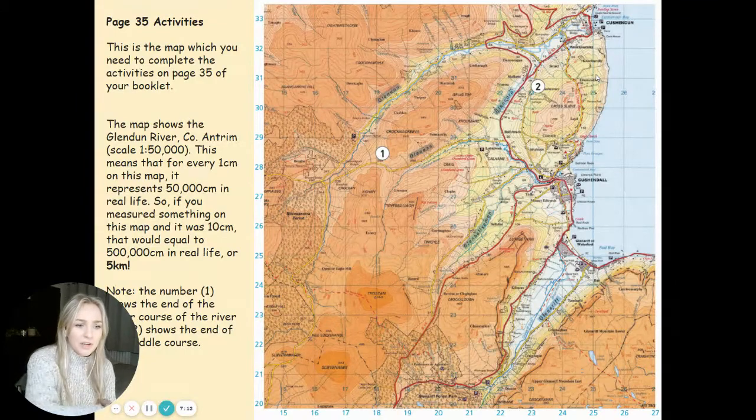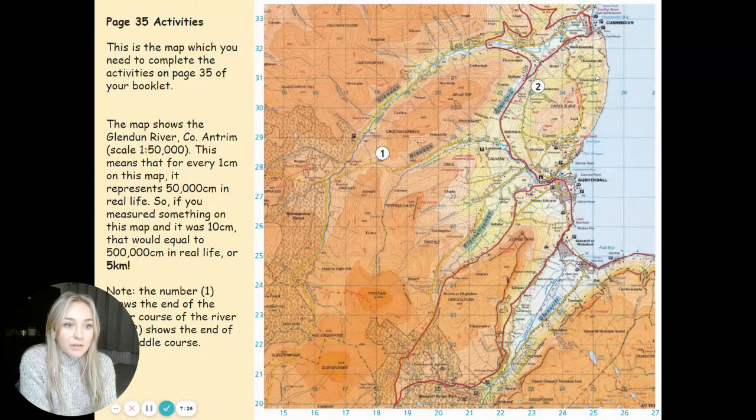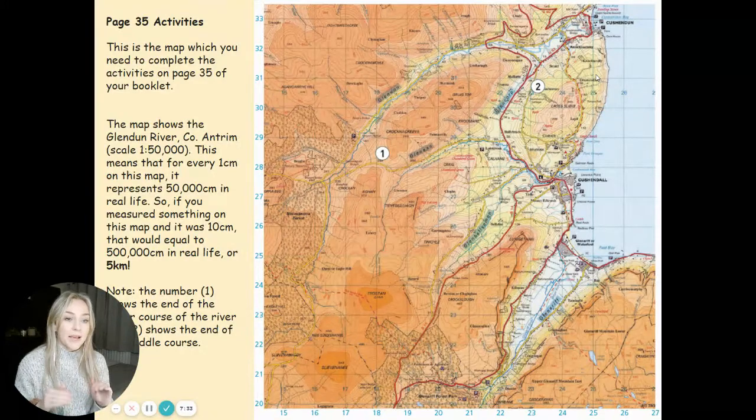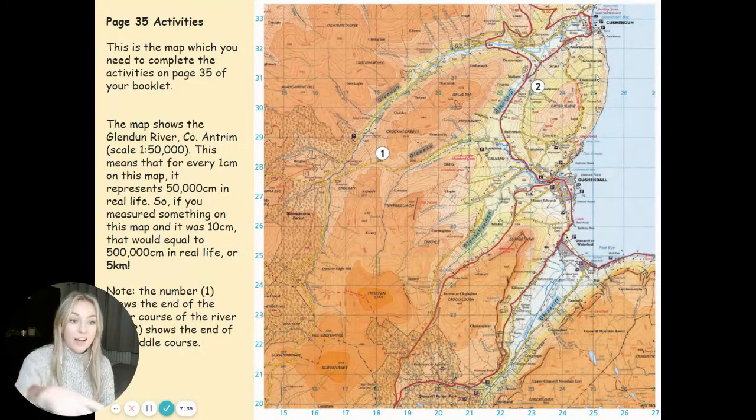Now, before I actually start into the questions, I want you to look at this map first of all, and then the information around it. So I've said, first of all, page 35 activities. This is the map which you need to complete the activities on page 35. This next paragraph is a piece of information which will be somewhere around your map. Now, in the textbook, it's right below the map. I've just copied and pasted it onto this slide. That information is really important. It's basically telling you the scale. So that's another thing we did in first year a long time ago.